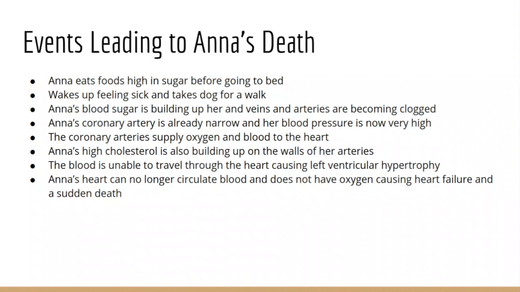Anna's blood sugar was building up, and her veins and arteries were becoming clogged. Anna's coronary artery is already narrow, and her blood pressure is now very high because she had coronary artery disease. Coronary arteries supply oxygen and blood to the heart. So if the coronary artery is clogged already and it's very narrow, then her chances of survival are pretty low because it won't be able to give oxygen and blood to the heart.